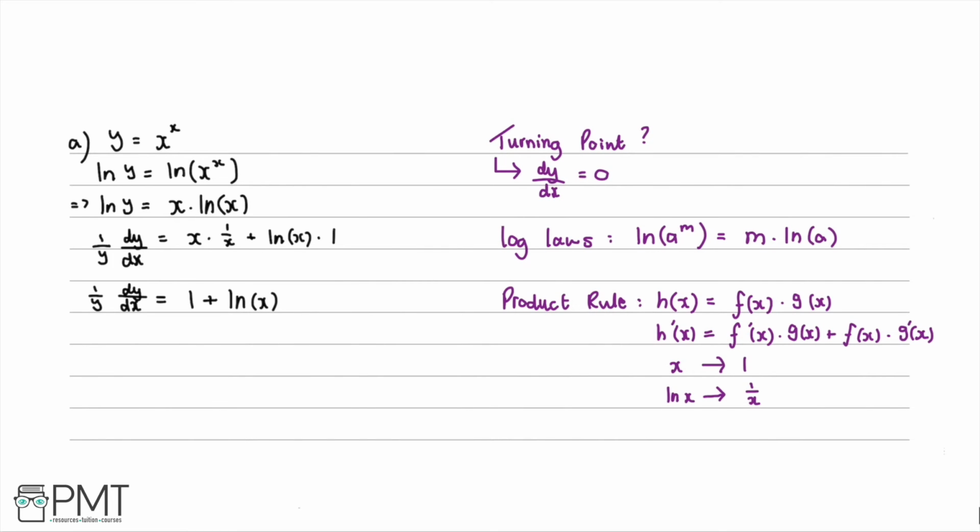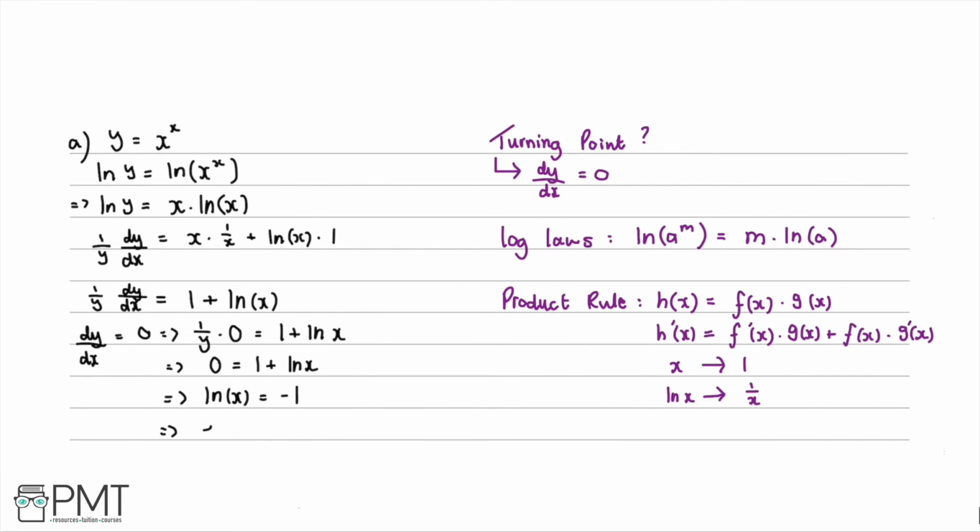And then one thing that we have said at the start already, we want to set dy by dx equal to 0. So then setting dy by dx equal to 0, we'll have 1 over y multiplied by 0 is equal to 1 plus ln of x. And then we know when we multiply something by 0, it is just 0. So we'll then have that 0 is equal to 1 plus ln of x. And then we can rearrange this to have ln of x is going to be equal to minus 1.